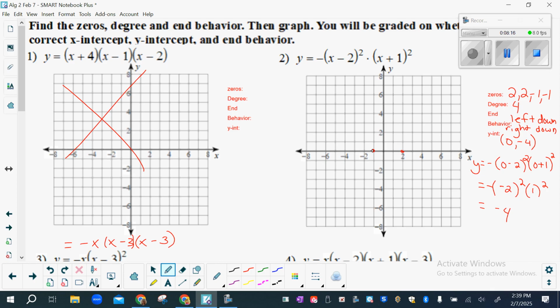So then we have a (0, -4), which is our y-intercept. Okay, so I'm starting down. I'm going to bounce off of this one because it has a multiplicity of 2. Come down here, and then it's going to bounce off this one as well because it has a multiplicity of 2.